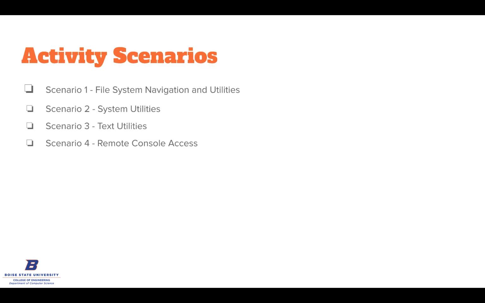For the activity, there will be 4 scenarios. Scenario 1 walks you through file system navigation and utilities. Scenario 2 will walk you through some system utilities that are available. Scenario 3 will explore text utilities. And Scenario 4 will explore remote console access.